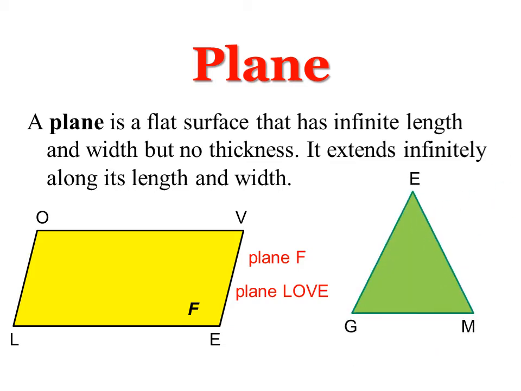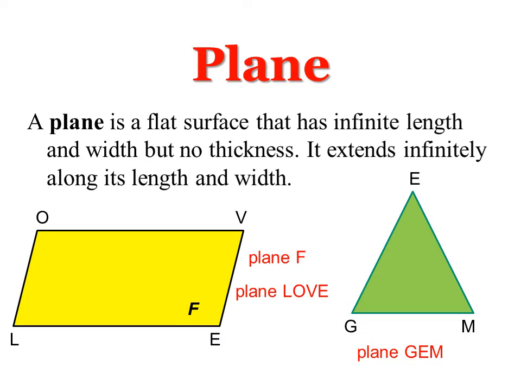Now, another example of a plane is this one. There are points on the plane, which is point G, point E, and point M. Those are the points on the corners of the triangle. So, we can also name this as plane GEM or plane EMG or plane MGE. But I only use GEM because it has a meaning.